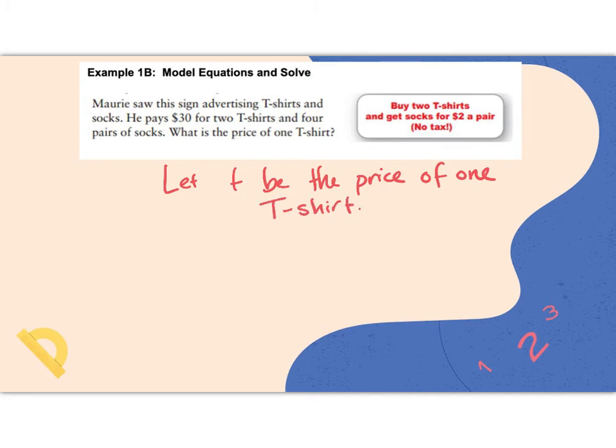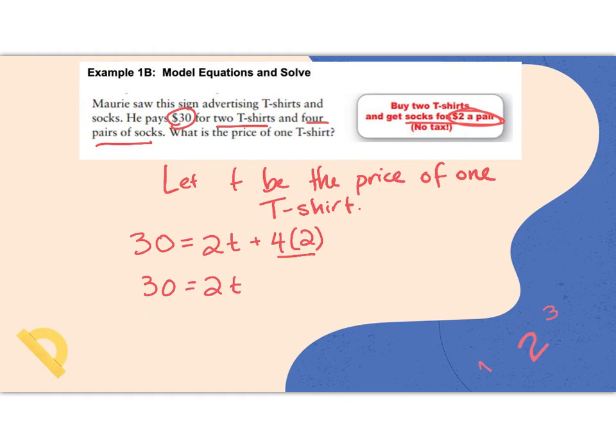So for this one, Maury's going to pay $30, and that gives him 2 t-shirts and 4 pairs of socks. And it says socks are $2 a pair. So that means he pays $30, and that's going to equal 2 t-shirts and 4 pairs of socks. So 4 pairs of socks, each pair costing $2. I'm just going to rewrite this, and the one part I can solve is this 4 times 2. So $30 equals 2t plus 4 times 2, which is $8.